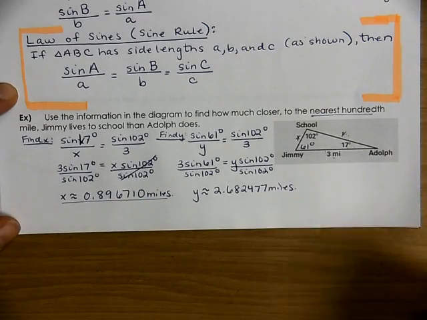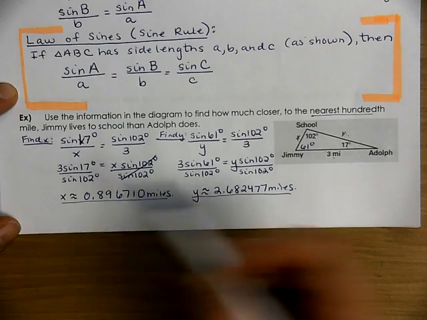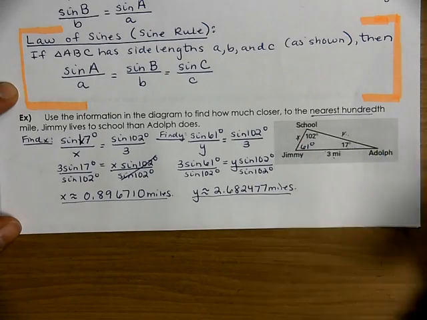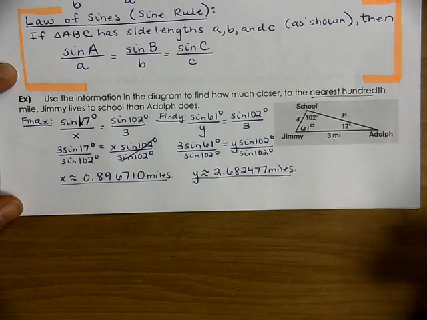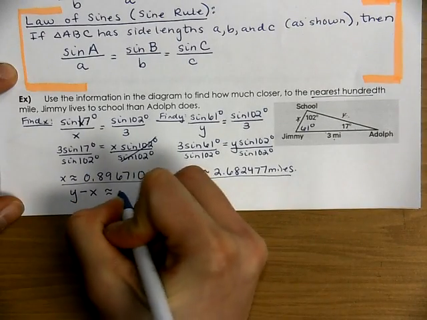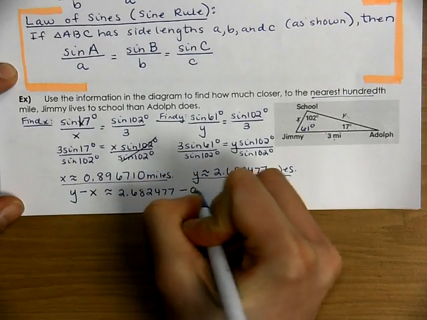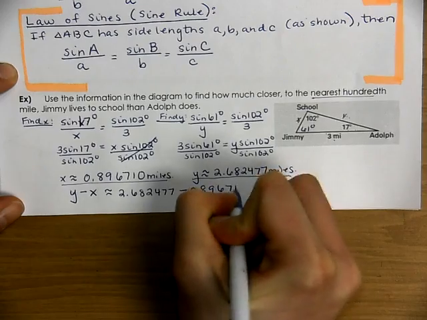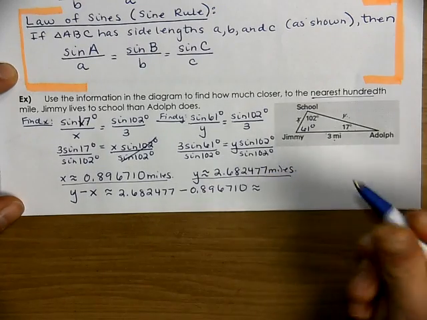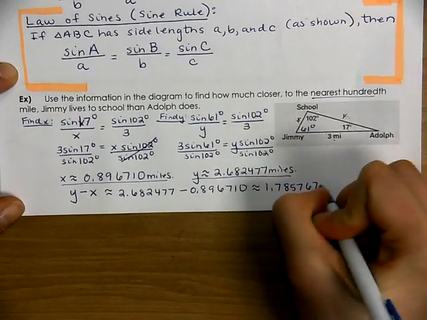So we know how far Jimmy lives from the school. We know how far Adolf lives. To find how much closer Jimmy lives, we just have to subtract his distance from the distance that Adolf lives from the school, and we'll have our answer. So we take y minus x, which is approximately 2.682477 minus 0.896710, and we will get that that's about 1.785767 miles.